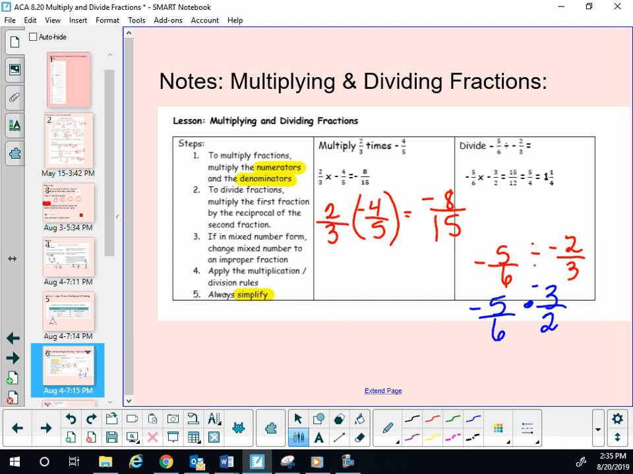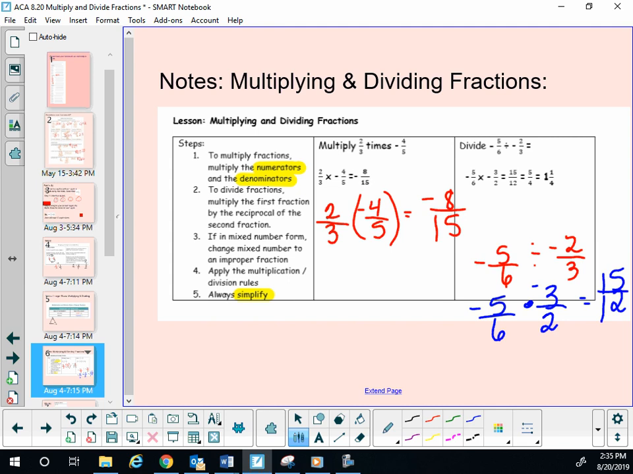Now that I'm ready to multiply, is my answer positive or negative? It is positive, and now I'm just going to multiply. 5 times 3, 15. 6 times 2, 12. So my answer is 15 over 12.